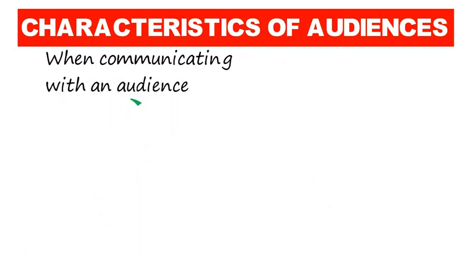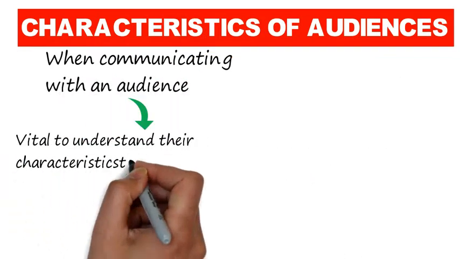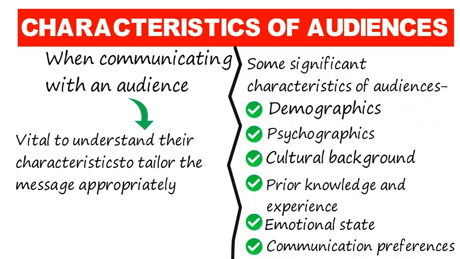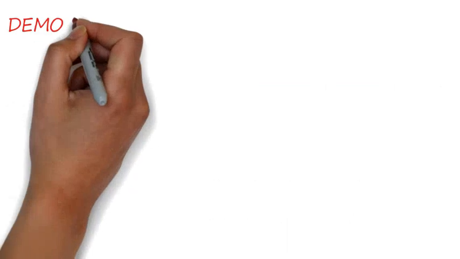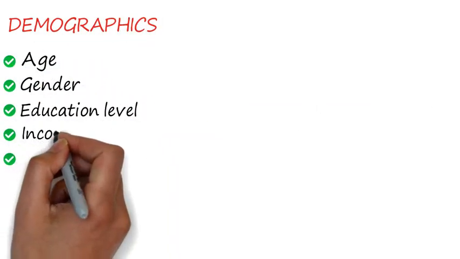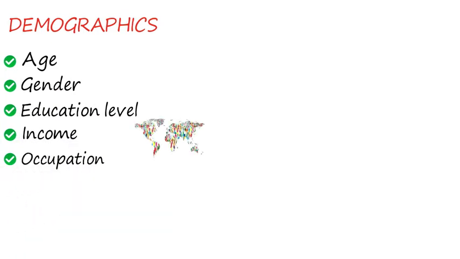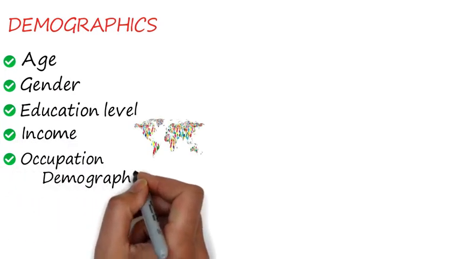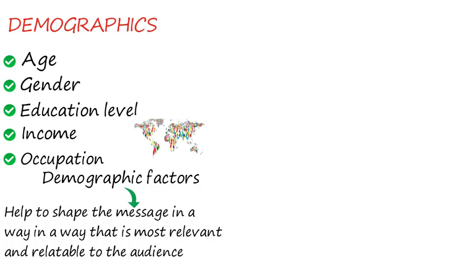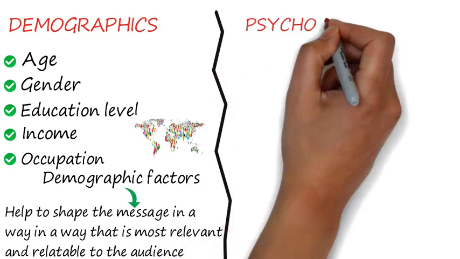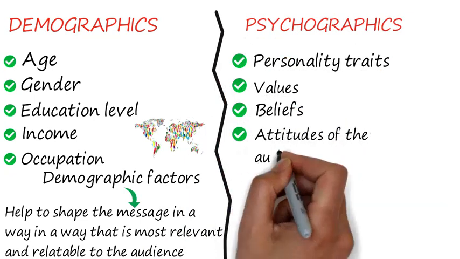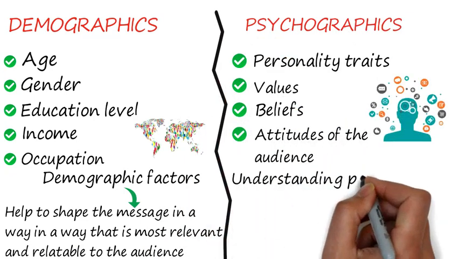When communicating with an audience, it is vital to understand their characteristics to tailor the message appropriately. Here are some significant characteristics of audiences. Demographics. This includes characteristics such as age, gender, education level, income, and occupation. Understanding these demographic factors can help to shape the message in a way that is most relevant and relatable to the audience. Psychographics. This refers to the personality traits, values, beliefs, and attitudes of the audience.